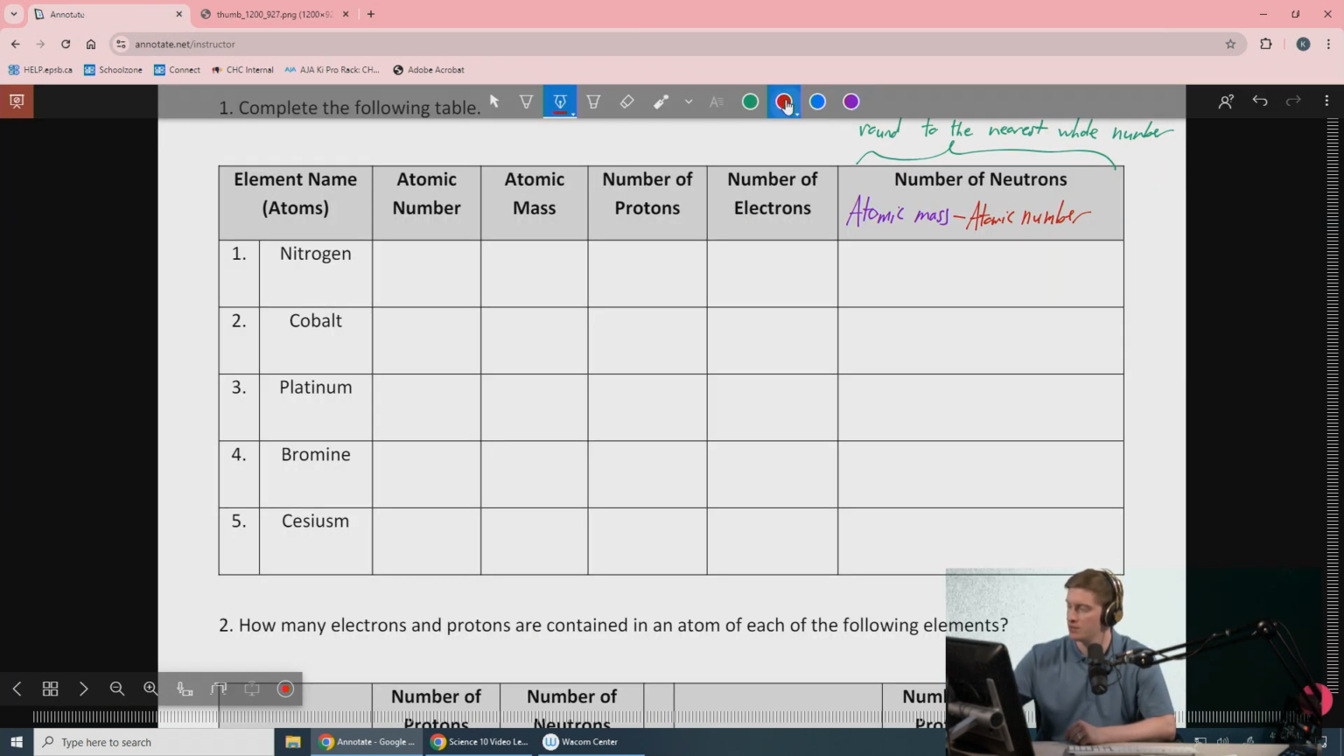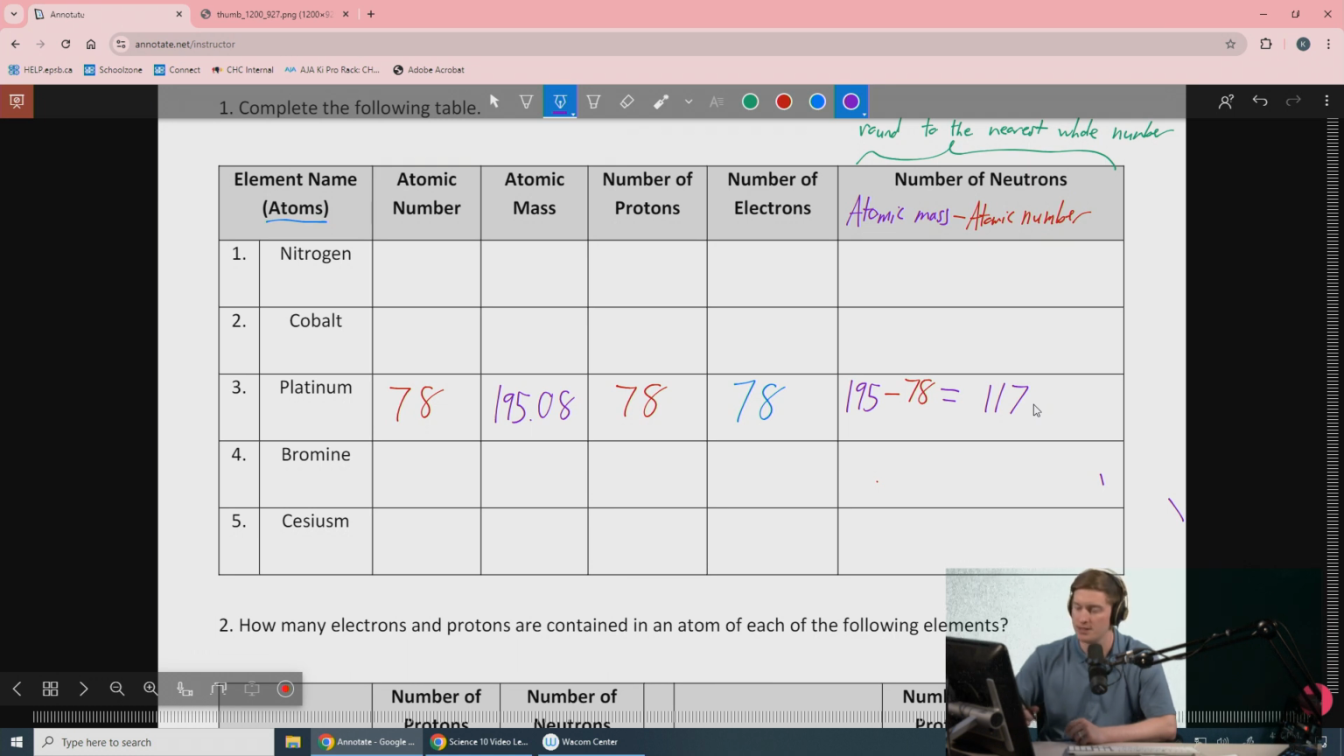So if I'm filling this out, my atomic number for platinum, 78. Its atomic mass, 195.08. The number of protons is the same as the atomic number. Because we're talking about atoms here, then our number of electrons is also the same as our atomic number. In order to figure out our number of neutrons, we will round our atomic mass to 195. We will subtract our atomic number, and we will get that platinum atoms have 117 neutrons in their nucleus.